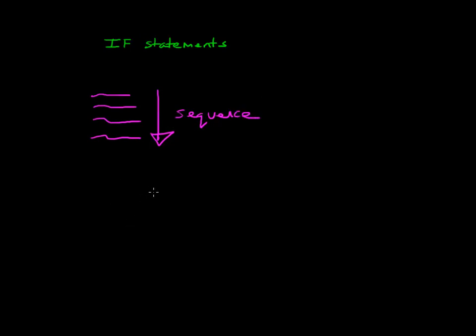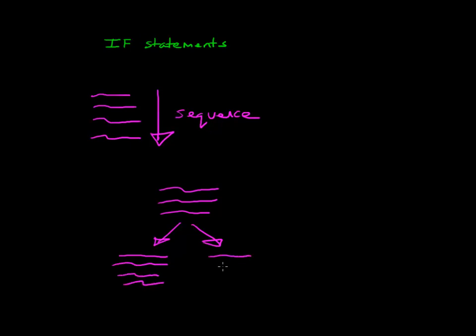Now, with if statements, what we have is a situation where I want to change the order in which I run. So I'll be running down my sequence, and then I want to branch to one of two choices. I've got branch A and I've got branch B. So I want to do one of two different things, depending on some statement here. And what we use is an if statement in order to do this.